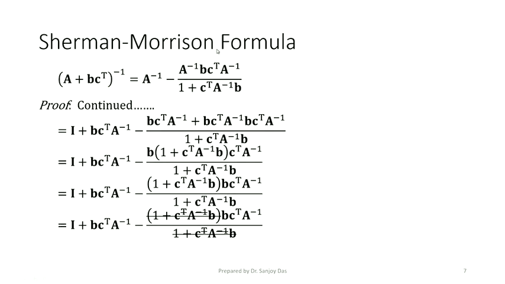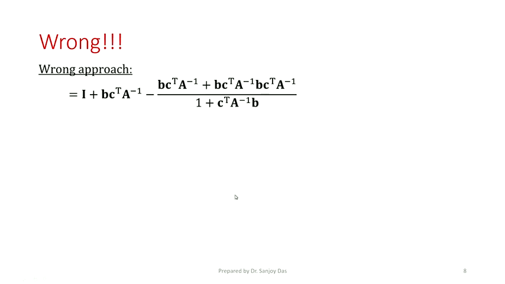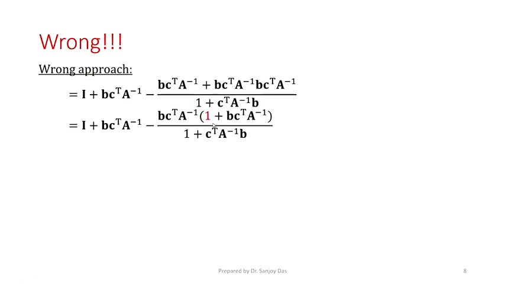Anything else? Be careful about how to handle these, okay? And never make these kinds of mistakes. You can never do this. One is a scalar and BC transpose A inverse is a matrix. This is absolutely a level 0 error. It's pure ignorance. I actually do severely penalize those, by the way.